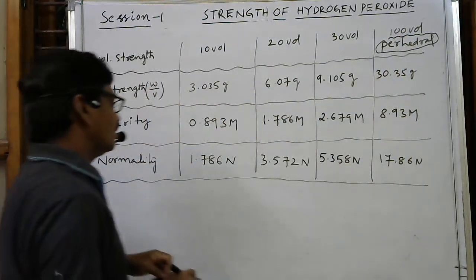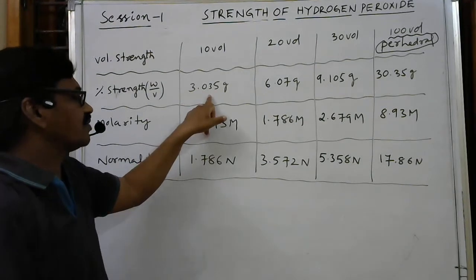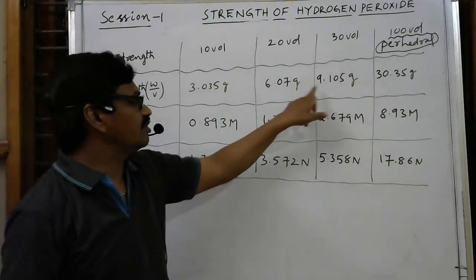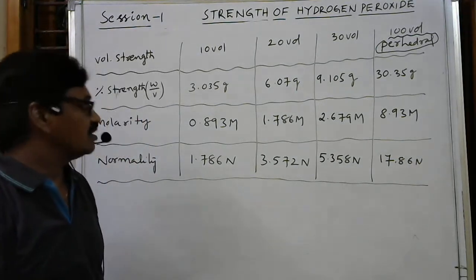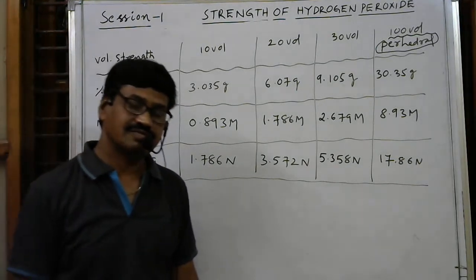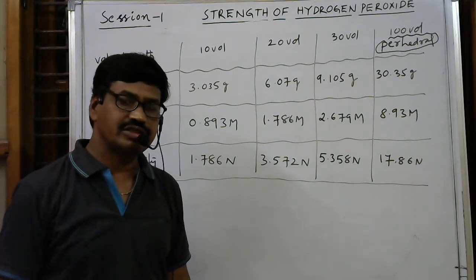If they ask per liter percentage, how much is it? 30.35 becomes 60.7, it becomes 91.05, that becomes 303.5. So this is about the complete strength of hydrogen peroxide.